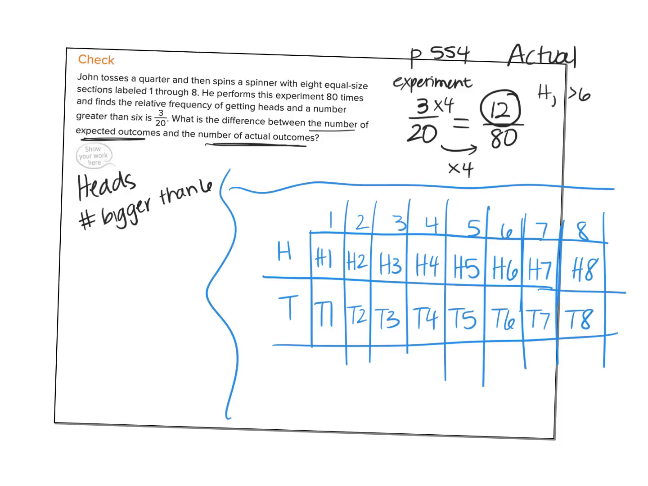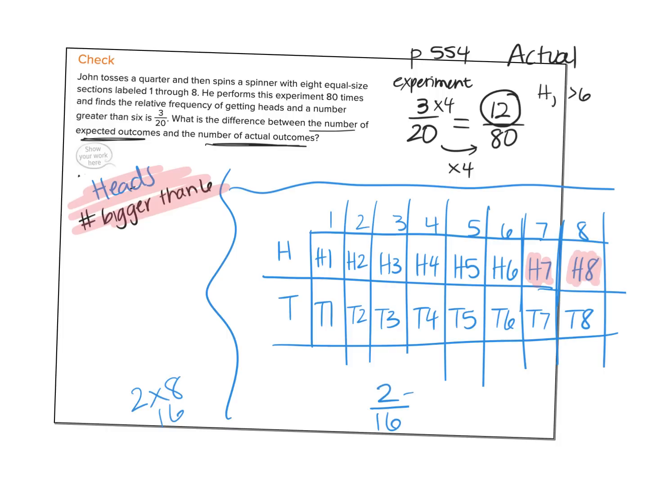Well, if I look at that, it looks like there are 16 different ones. Again, makes sense because there were 2 options for flipping a coin and 8 options total, so 16. So now let's see how many times did he actually get a heads and then a number bigger than 6. And we're going to highlight those in our chart. All right, so a heads and a number bigger than 6. It looks like there's just 2 of those. Heads 7 and heads 8. So that's 2 out of 16.